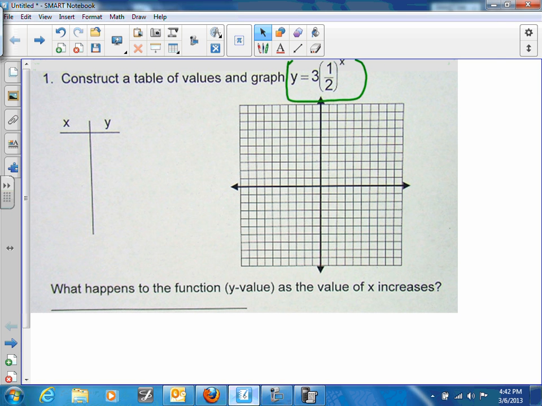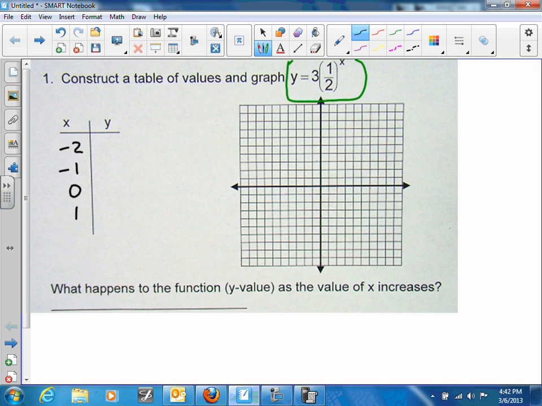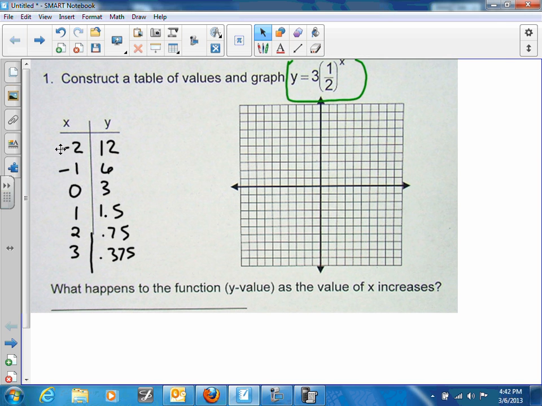So if you look here on your table, the numbers I chose or happened to choose were -2, -1, 0, 1, 2, and 3. And that gave me 12, 6, 3, 1.5, 0.75, and 0.375. And you just kind of plot those numbers. So the first one at -2 1/2, I want you to notice you can't graph that on this graph, but you can estimate where it should be. So at -2 1/2 would be about right there.